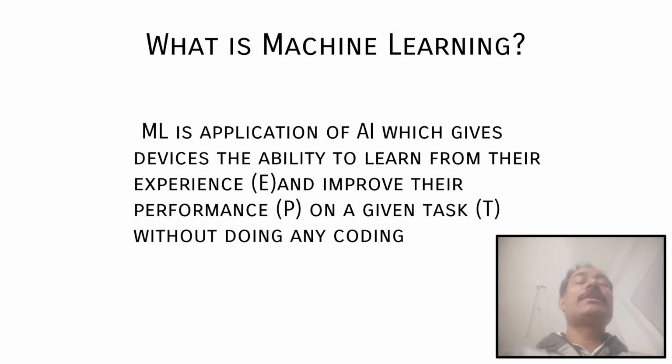Before starting, we must know what machine learning is, and here we will consider three parameters. One is experience E, another is the performance P, and the very important parameter is the given task T. With the help of these three parameters we can define machine learning. So machine learning is a method by which we can improve the performance P on a given task T using the experience E.